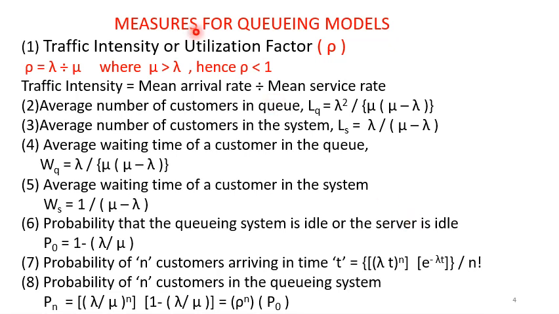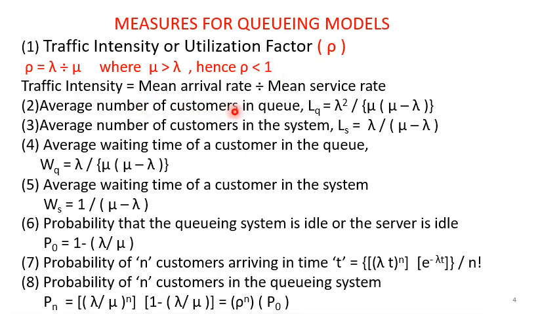What are the different measures for queuing models? Let us see. First is traffic intensity or utilization factor rho. We have already seen this in the previous session. Traffic intensity is the ratio of the mean arrival rate and the mean service rate. So rho is equal to lambda divided by mu, where mu is greater than lambda and rho is less than 1.